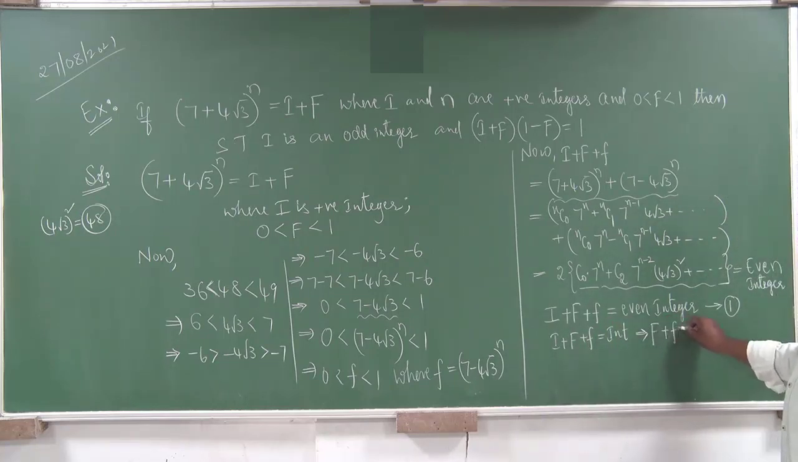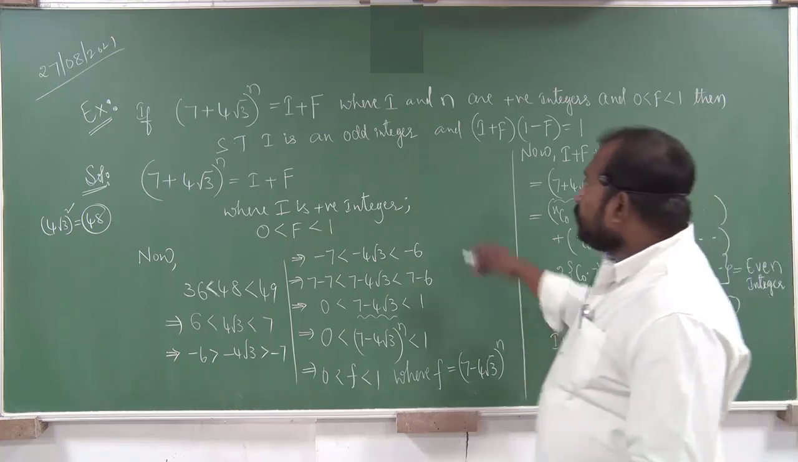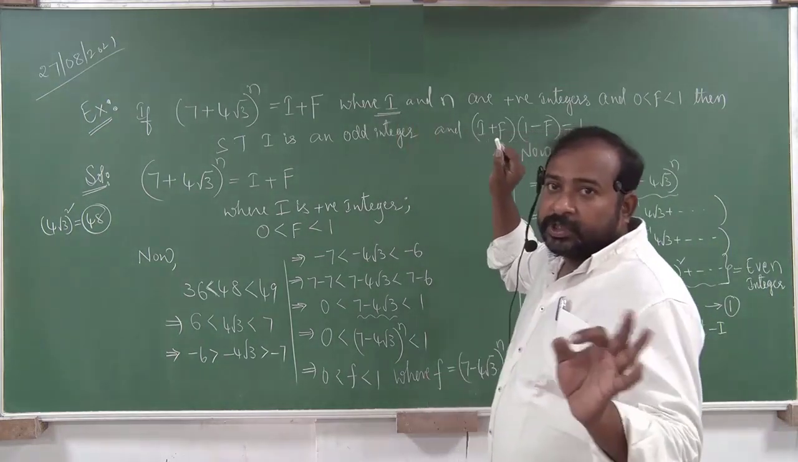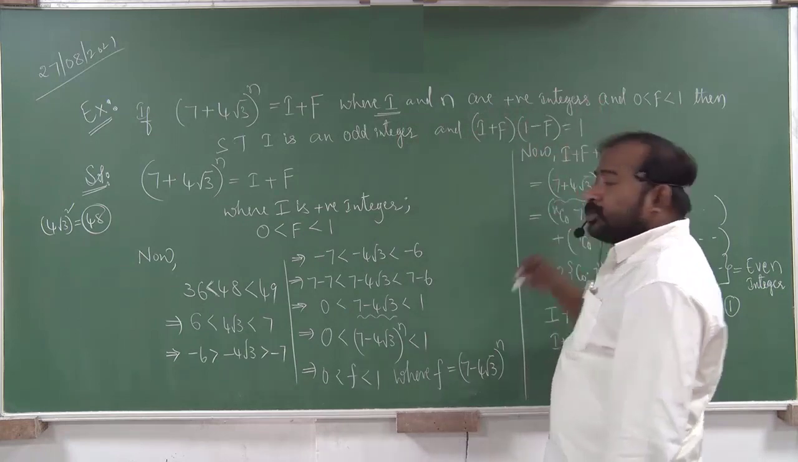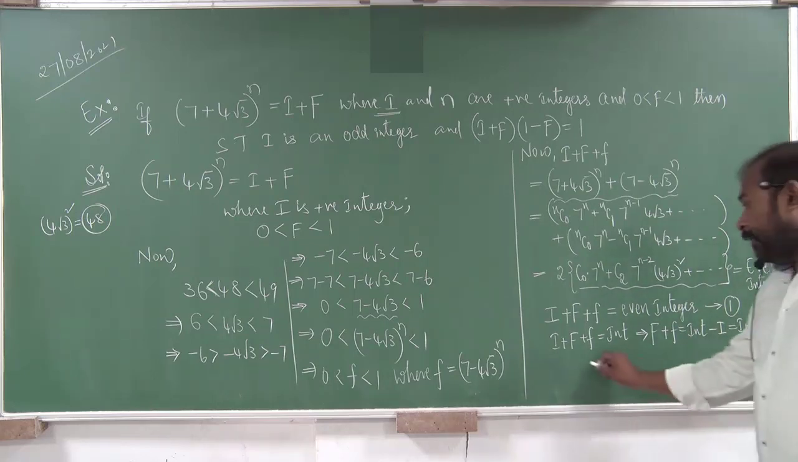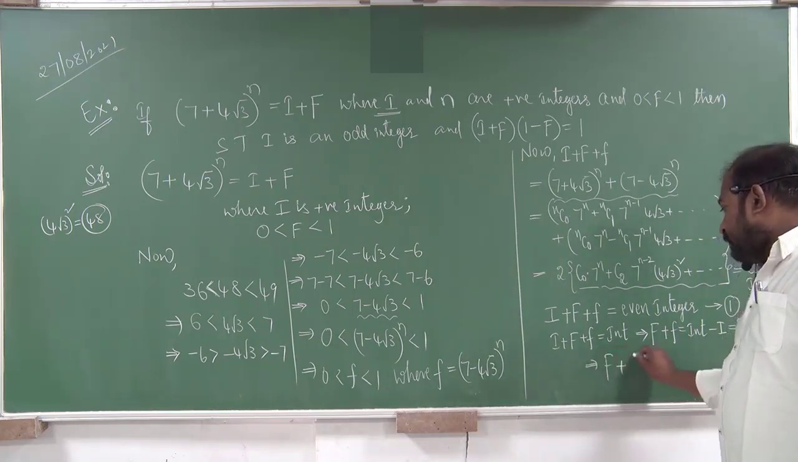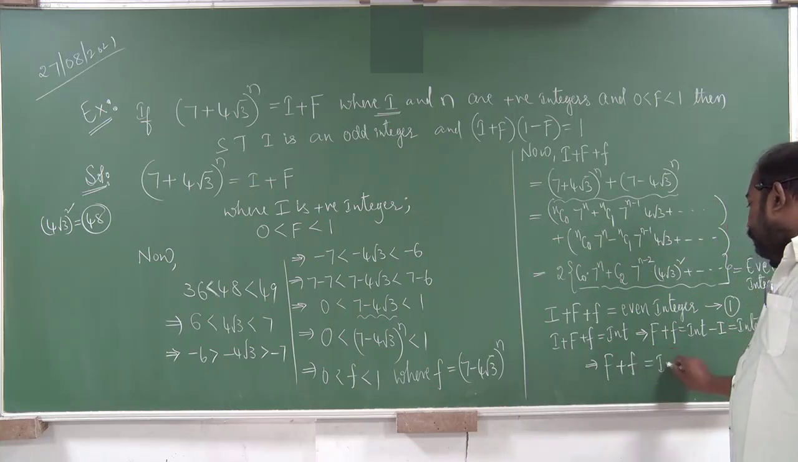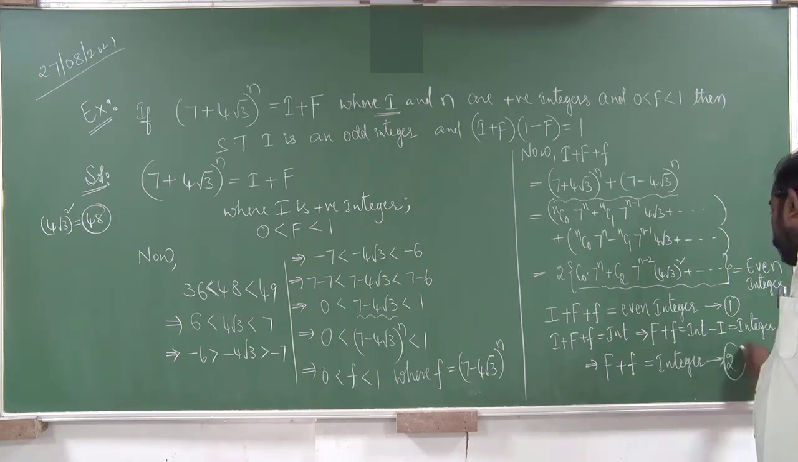Capital F plus small f is equal to what you will get? Integer value minus I. But according to the data, what is I? Till now we are not using this point. I is a positive integer, they given. So here integral value minus integral value. So what total value will you get? Integer. That means one more important point is that capital F plus small f is also an integer value. Let it be equation number 2.